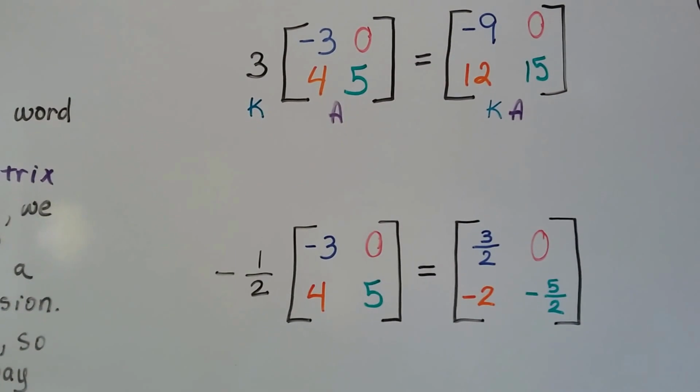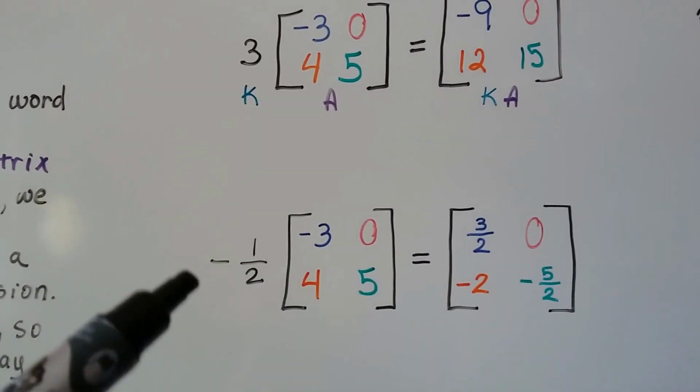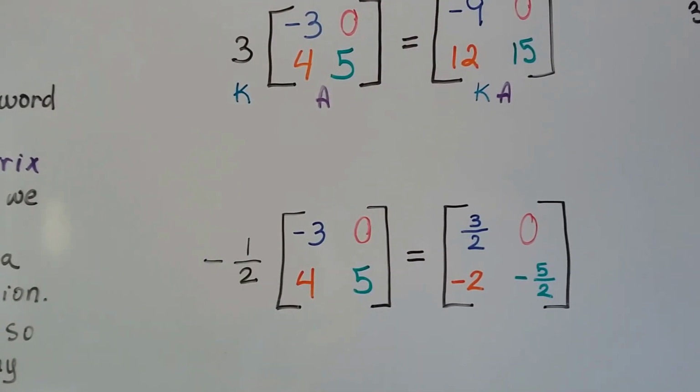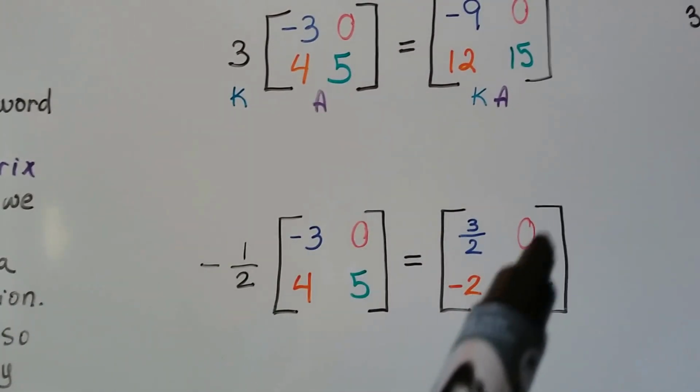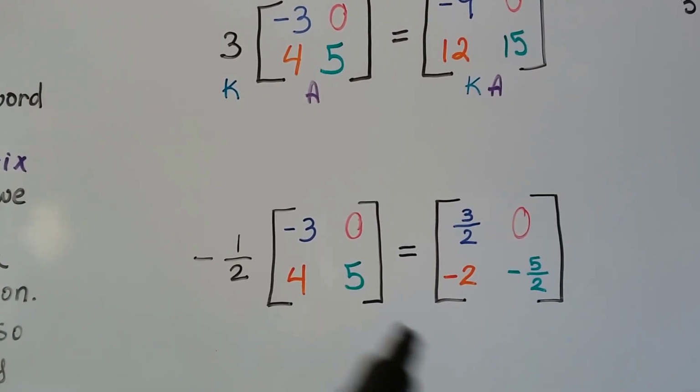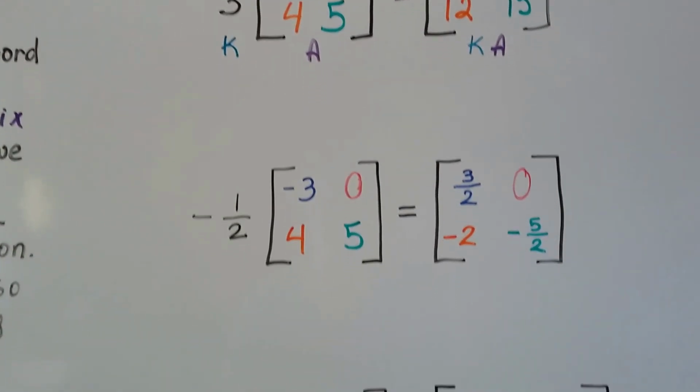See how they correlate like that? Let's try it with this one. We have a negative half. Negative half times a negative 3 is going to be a positive 3 halves. Negative half times 0 is a 0. Negative half times 4 is a negative 2. Negative half times 5 is a negative 5 halves.